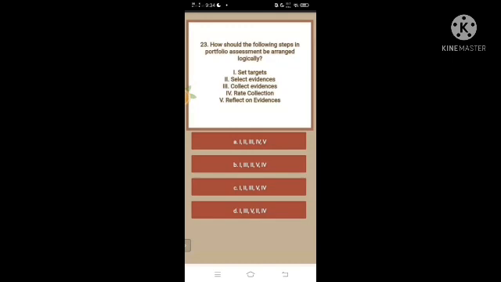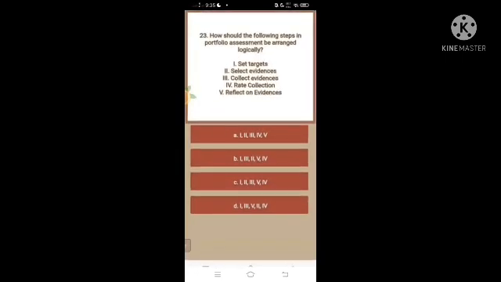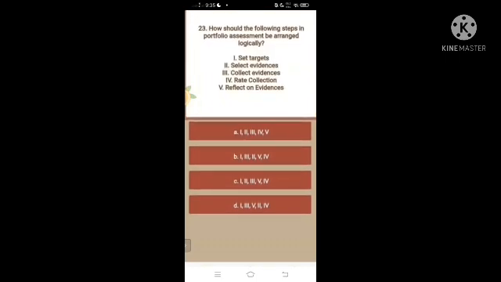Now let us proceed to the 23rd question. How should the following steps in portfolio assessment be arranged logically? 1, set targets. 2, select evidences. 3, collect evidences. 4, rate collection. And the fifth one, reflect on evidences. So which among the choices could be the answer?